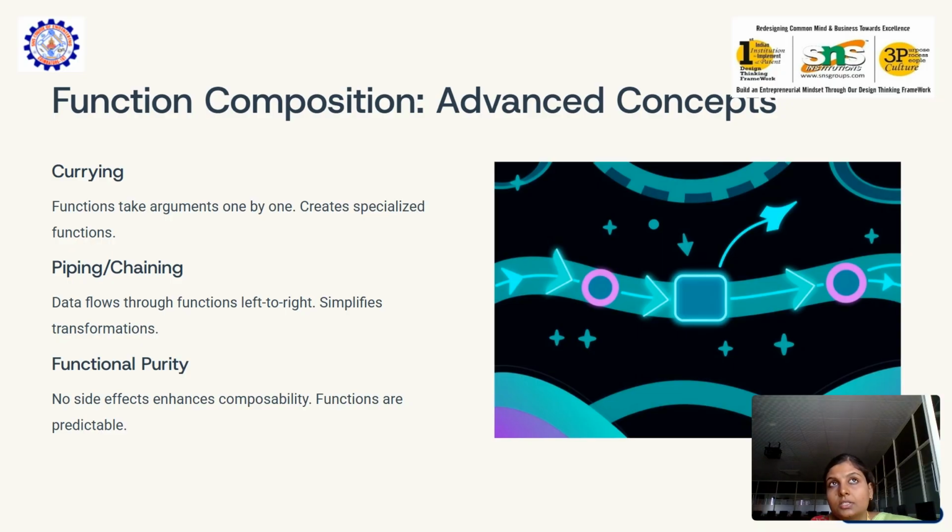Function composition, the advanced concepts. Currying. Functions take arguments one by one. It creates specialized functions. Piping, chaining. Data flows through functions left to right. It simplifies transformations. Functional purity. No side effects enhances composability. Functions are predictable.